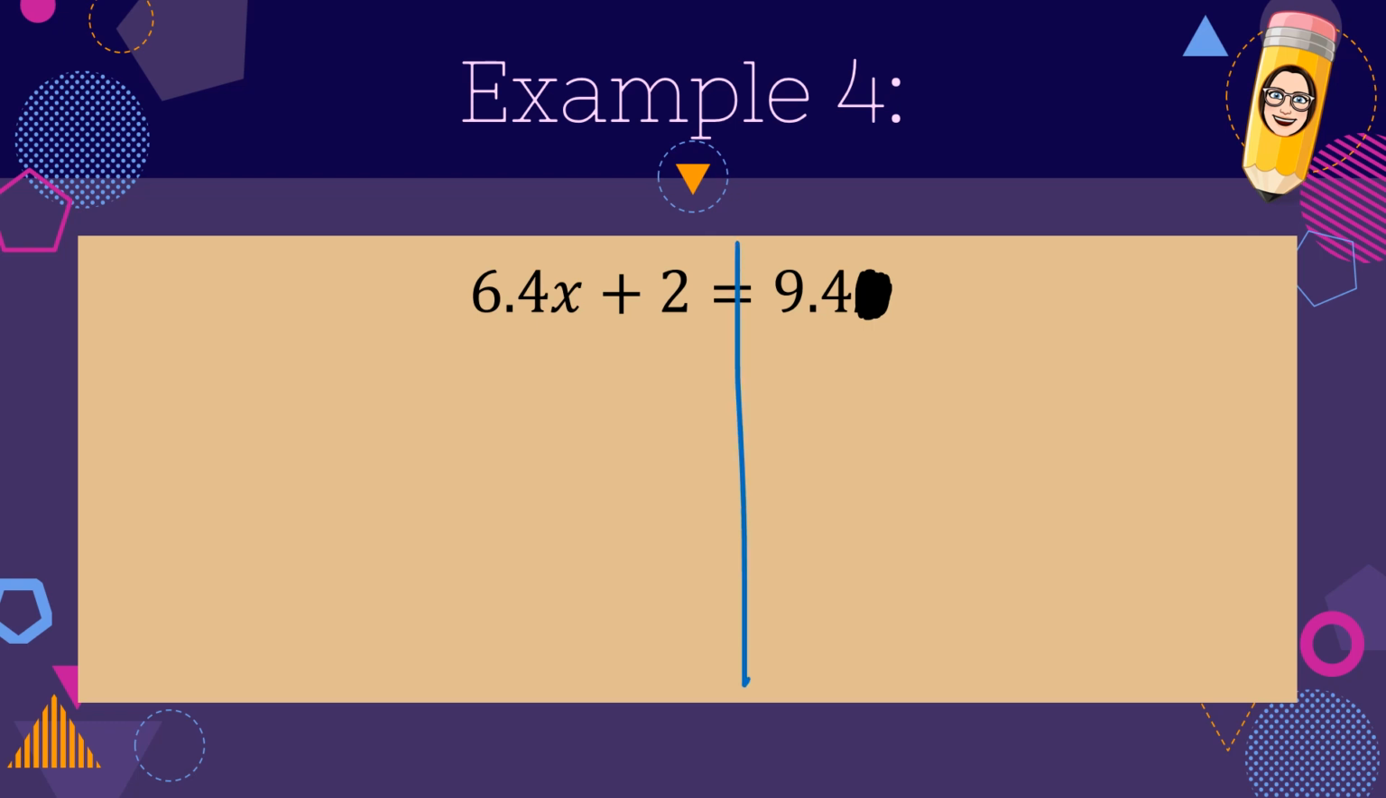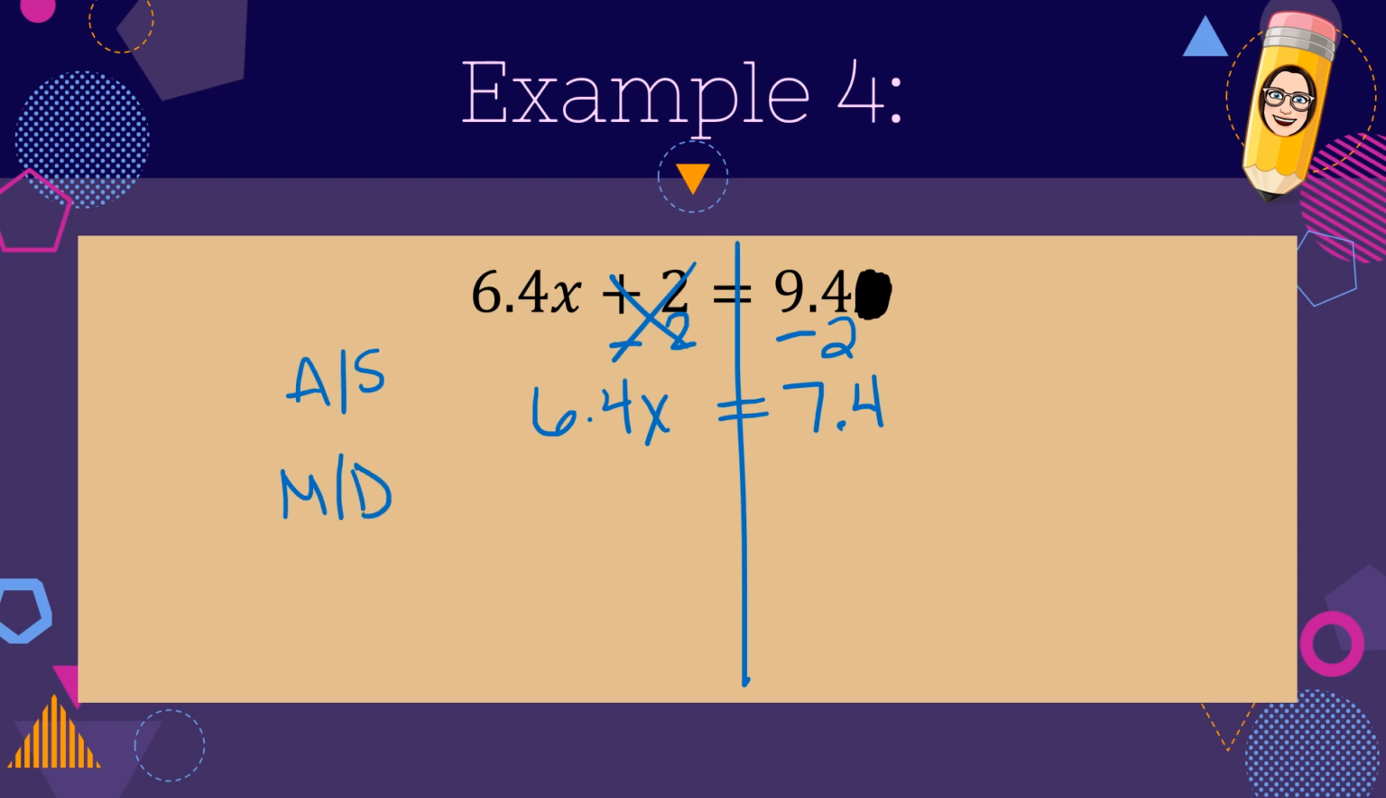So we're going to draw a line down the equal sign. We want to undo some addition or subtraction. So I see that I'm adding 2, so I want to subtract 2. Now you might be thinking, but there's decimals. That's fine. You can use a calculator if needed, but if I subtract 2, I'm at 7.4. Next step, undo any multiplication or division. When two things are next to each other, that implies multiplication. So we're going to divide by 6.4.